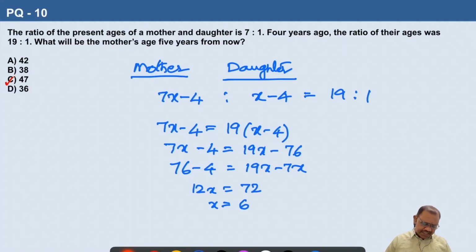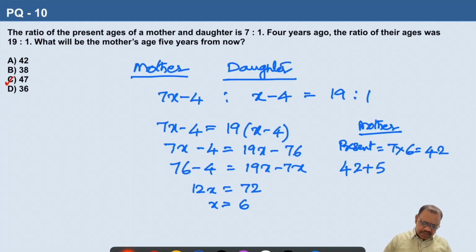So mother's present age is 7x, that is 7 into 6, 42. The question is what will be mother's age 5 years from now? So 5 years from now, 42 plus 5 is 47. 47 years will be the age of mother 5 years from now. So the correct answer is option C.